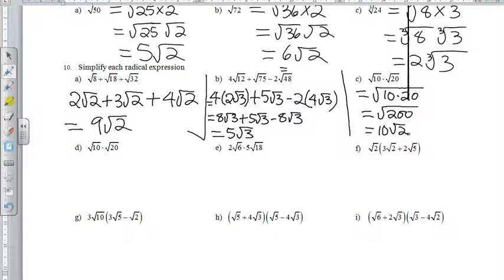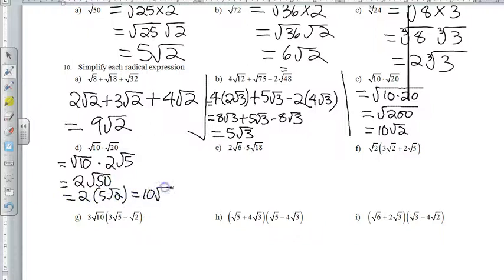Now, seeing they gave this to me twice, I don't know if it's in yours. Is it down on yours twice as well? Yeah, okay. Well, let's do it a different way then. So root 10 is just root 10, I can't simplify that. But root 20 is 4 times 5, so this is 2 root 5. So this will give me 2 root 50. But root 50 is 5 root 2, and we get 10 root 2. All roads lead to the same answer. There is only one simplified answer for this. And how you get there really doesn't matter.